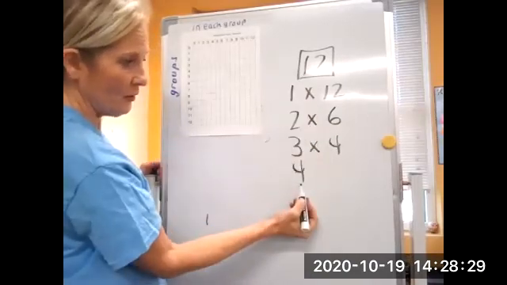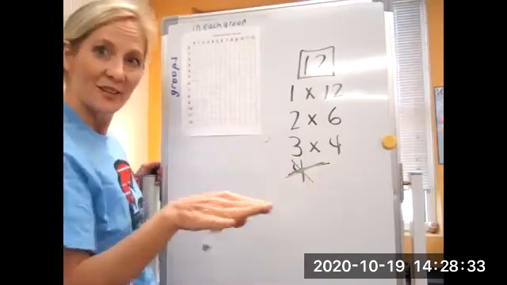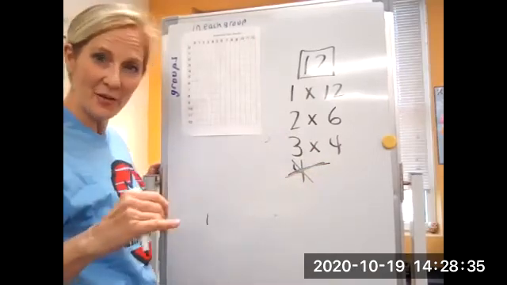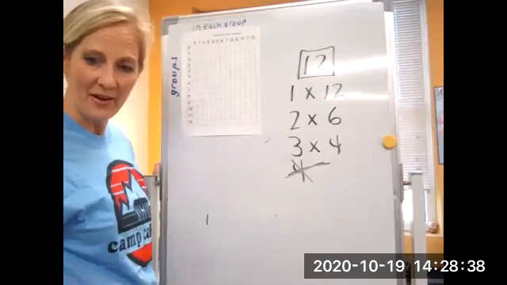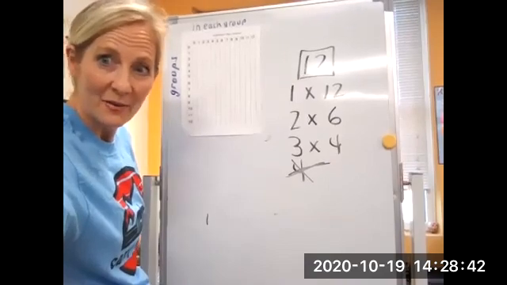If you're doing a numerical order, you have reached a number that you have already used, which means you are done. You got them all, and you can be confident that you have them all if you do them in that way. So give it a try, see if it works for you, because I think it really will help a lot.